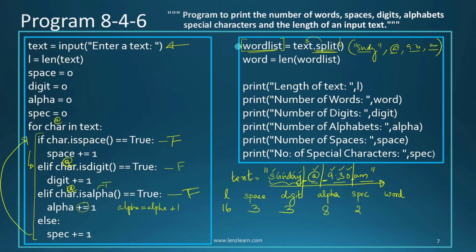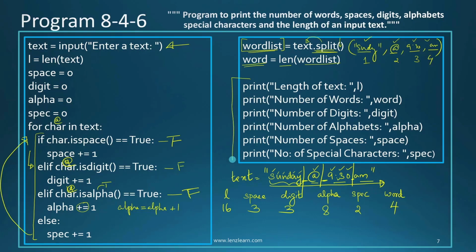Now we have this list called word list, which has 4 elements in it. Now we have to count how many elements this list has. For that we will use the inbuilt function len with parameter word list. So len will count how many elements are there in this list. So it will count 1, 2, 3, 4, and that will be stored into the variable word. So now variable word has value 4 because our text has 4 separate words in it. And how do we separate a word? By seeing the spaces.